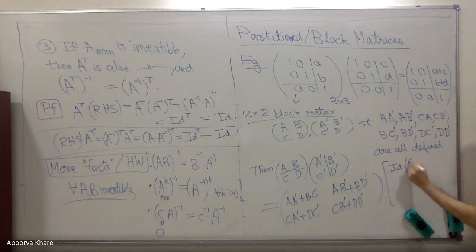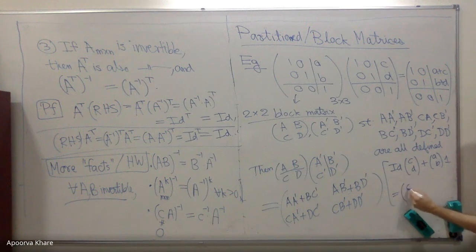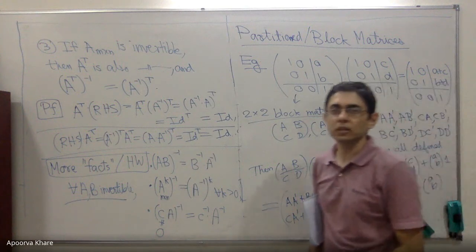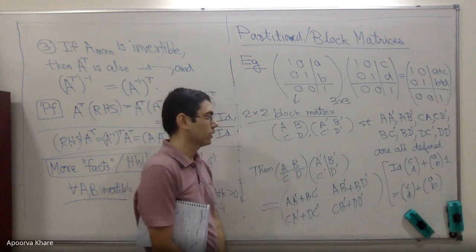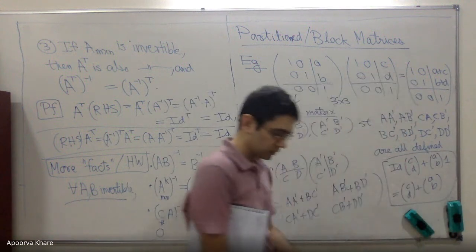Identity times CD plus AB times 1. But this is just identity, so you just get CD plus AB. And that is exactly what we write: A B plus C D, because addition is commutative. Okay? So that's the calculation, and that's what it is.